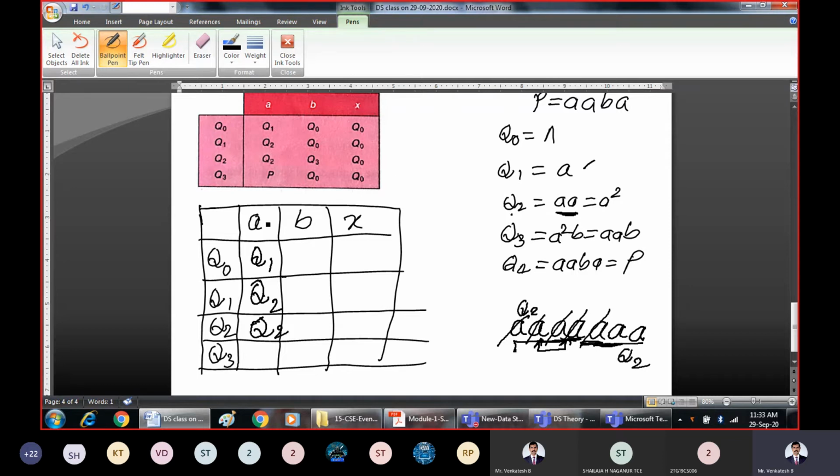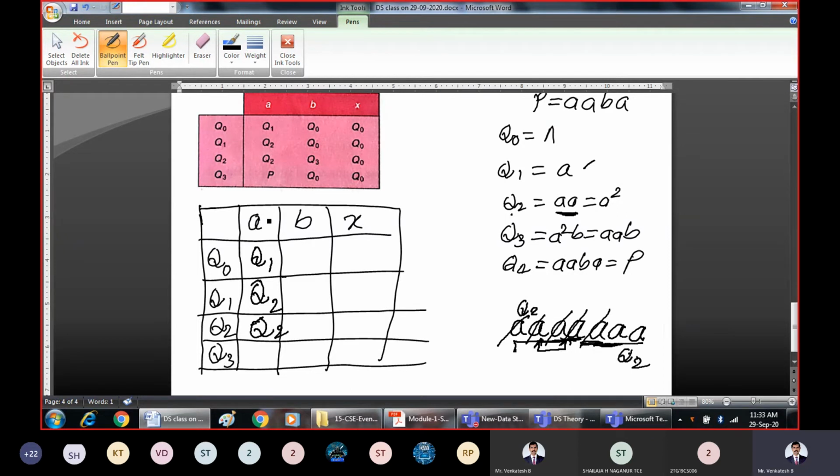From Q2, if you read A, then be in the same state. Don't change the state. Because I am looking for AAB, but what I am getting is AA. So when you are getting all A's, be in the same state. Don't change that.